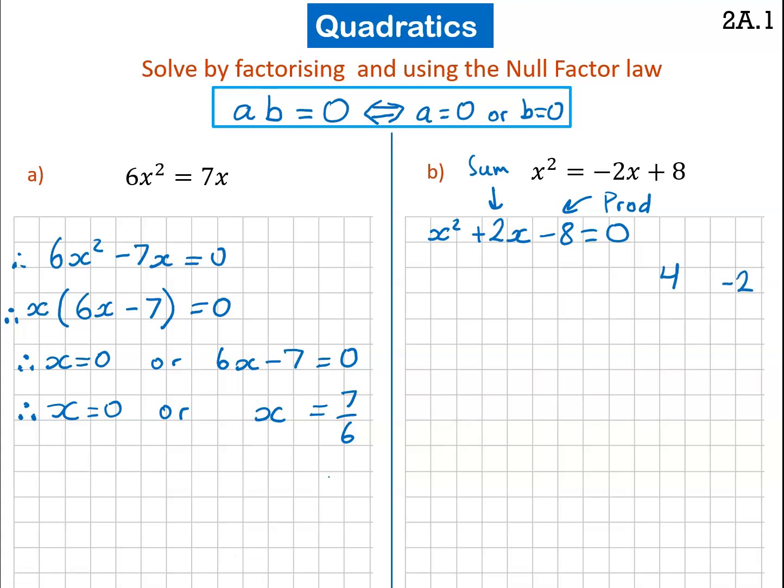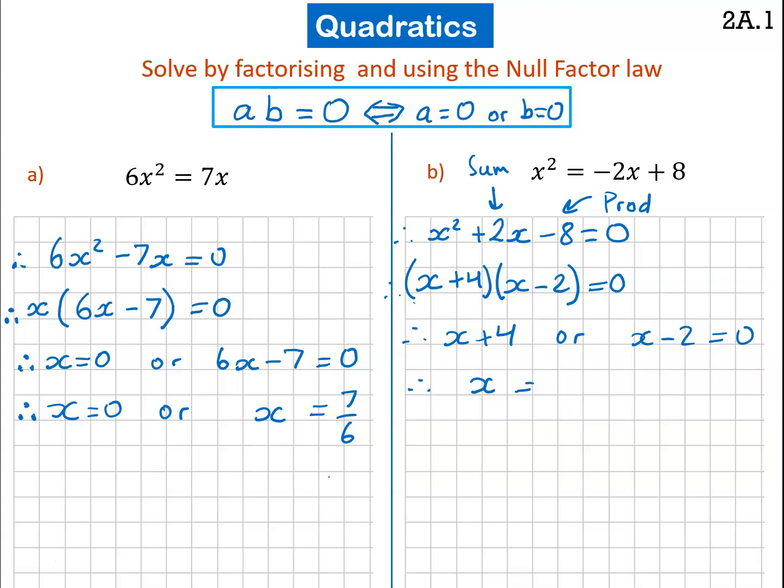Well, let's use this. This becomes x plus 4 times x minus 2 equal to 0. And look at that. Look how good that is. Again, null factor law. Either x plus 4 is equal to 0 or x minus 2 is equal to 0. In other words, x is either equal to, I forgot to equal 0 there. So either x is equal to minus 4 or x is equal to 2. Done.